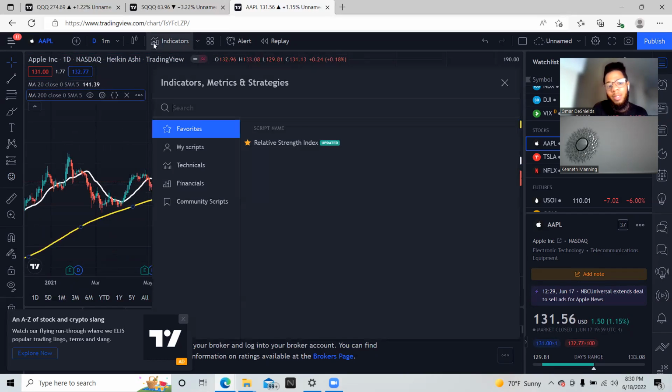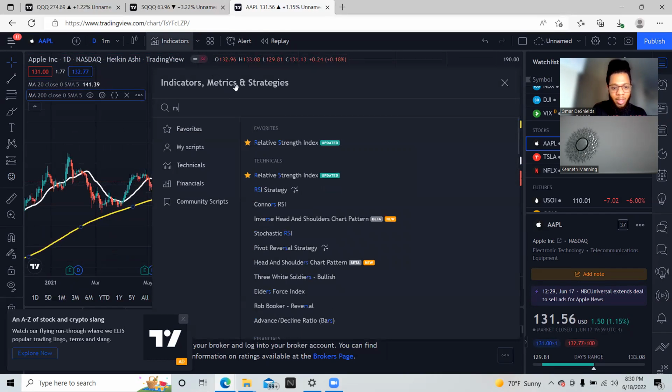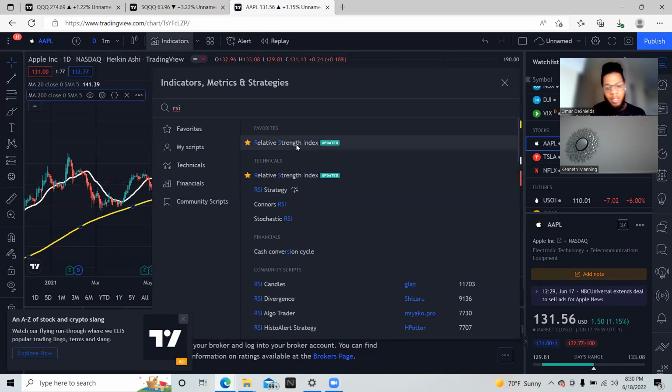And the last indicator I like to add, I think Kenny has the same thing, is RSI, the relative strength index.